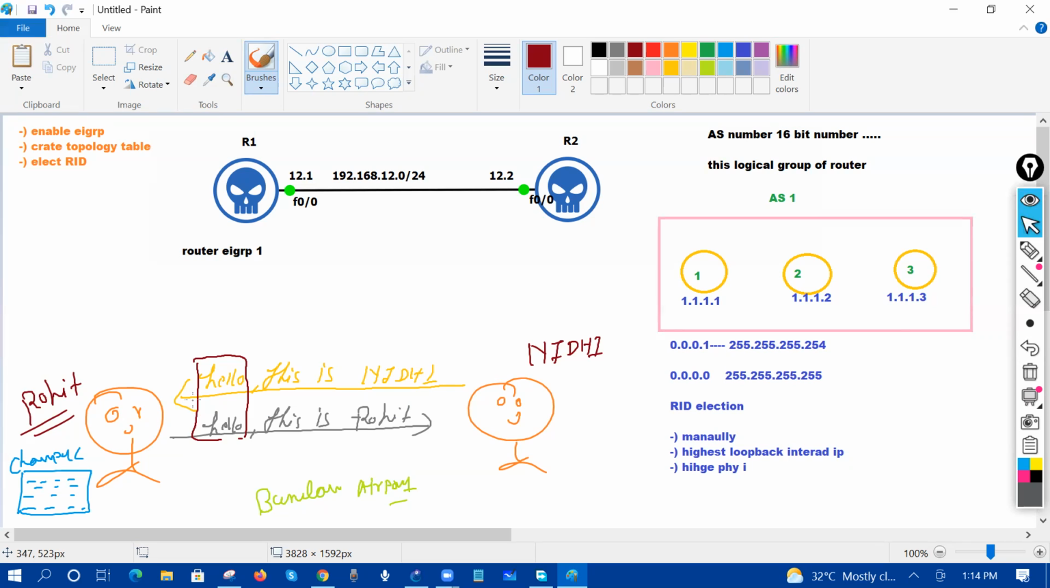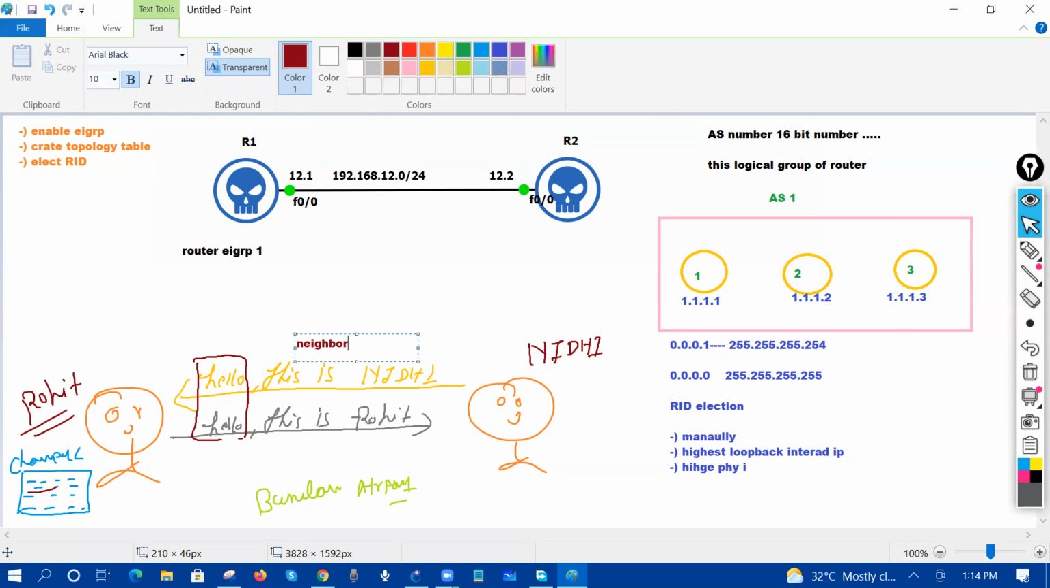Once you have done with the neighborship, now we have a friendship. Now they can exchange this information, Champak's information to Nidhi. Without neighborship, they can't do that. In the neighborship, what happened? Both persons have knowledge about each other. So now Rohit has knowledge of Nidhi and Nidhi has knowledge of Rohit.